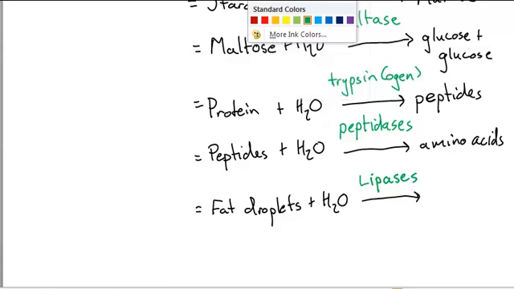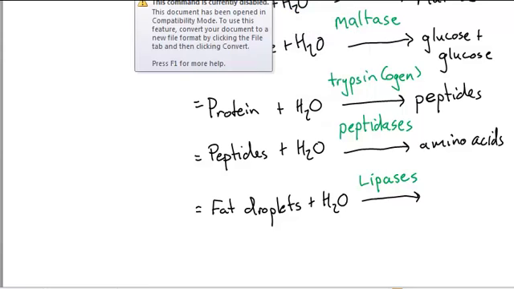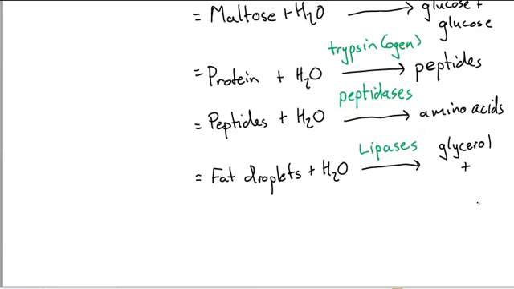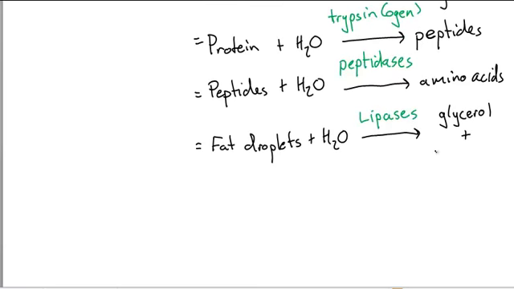And it breaks it down into the key components. So what are the key components of a fat? A fat's backbone is, you say glycerol, very good. Plus, if we're talking a triglyceride, it's going to have tri because it has 3 fatty acids.